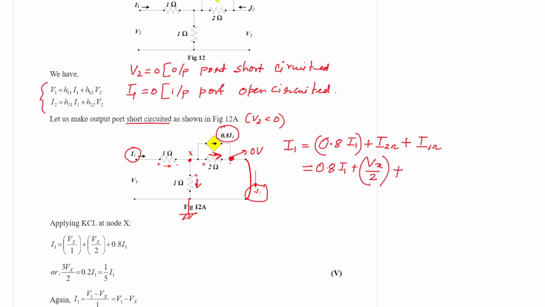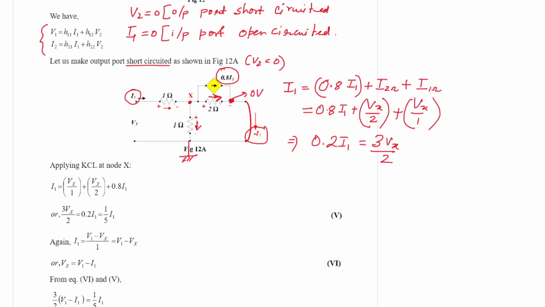And for a similar reason, the current flowing through this 1 ohm resistance is Vx by 1. So if you solve this, you will get 0.2 I1 equal to 3 Vx by 2. That is exactly what is written here. 0.2 can be written as 1 by 5, so I1 by 5 is equal to 3 Vx by 2. That is our first equation, equation 5.